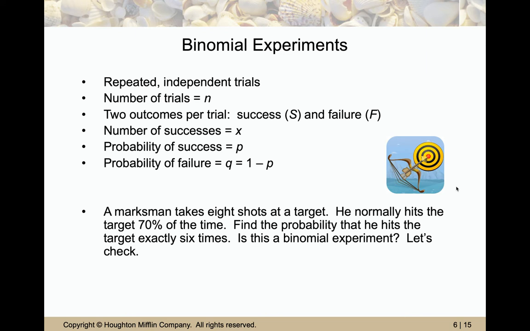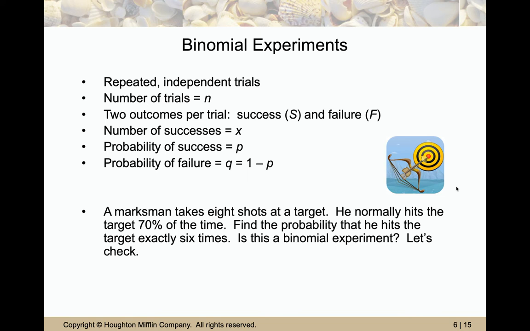All right, so remember, we're looking for repeated independent trials, a number of trials that's equal to N, success and failure, X number of successes, P is the probability of success, and 1 minus P is Q, and that's the probability of failure. So a marksman takes 8 shots at a target.